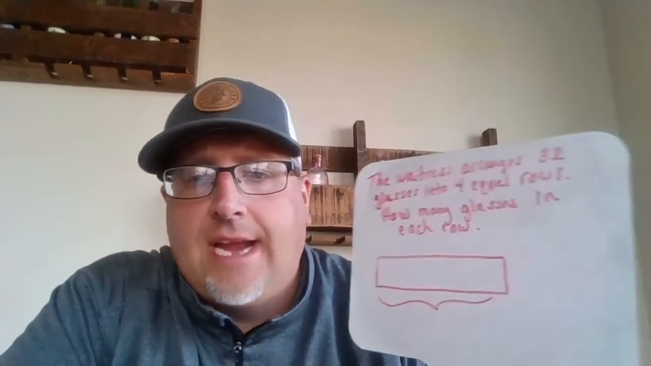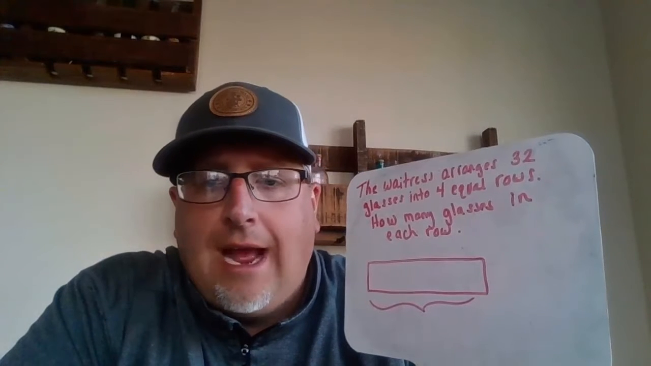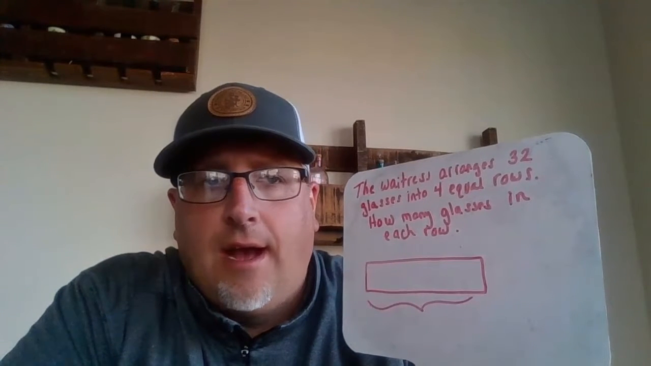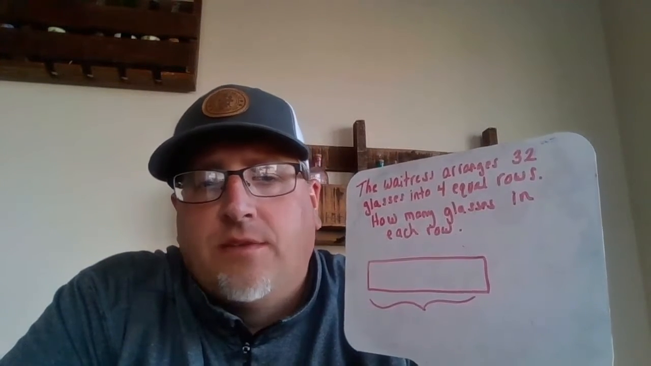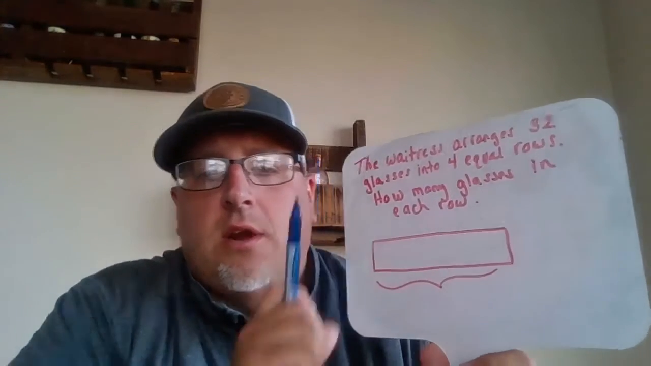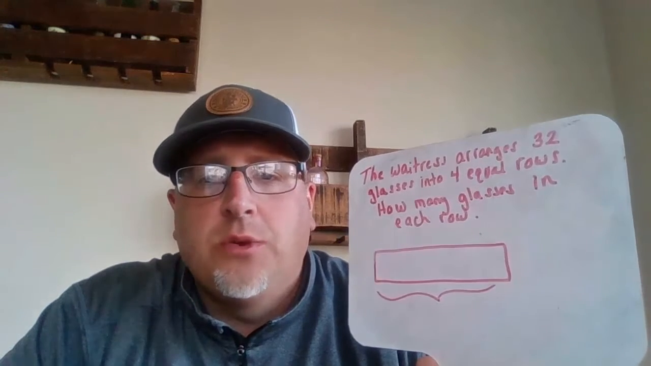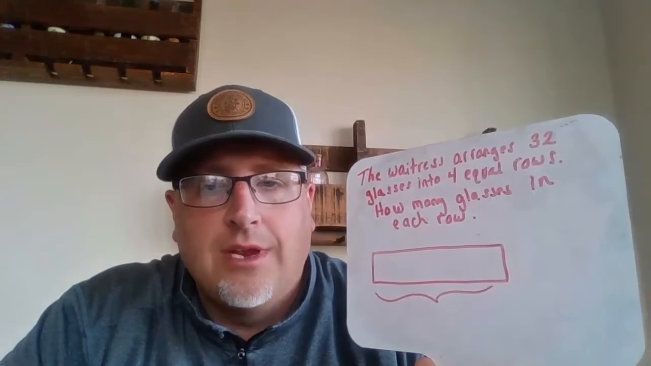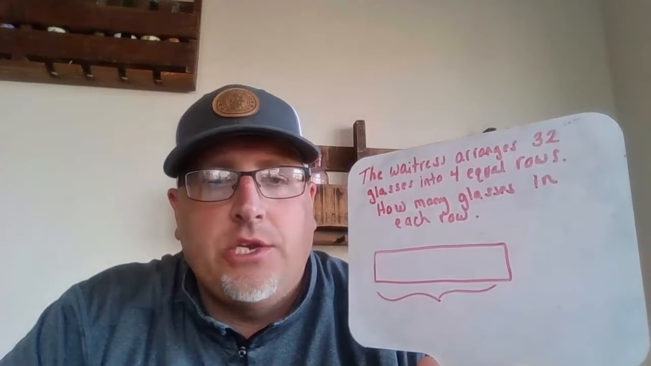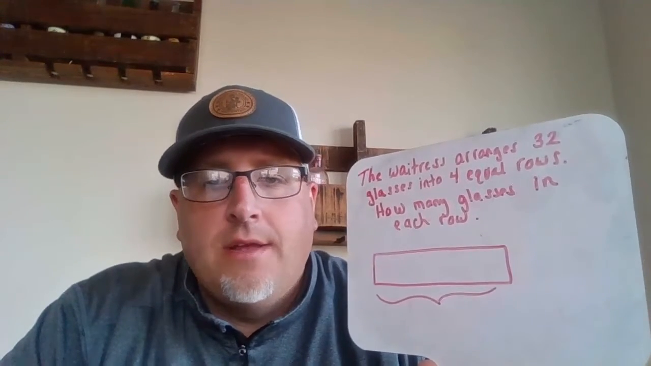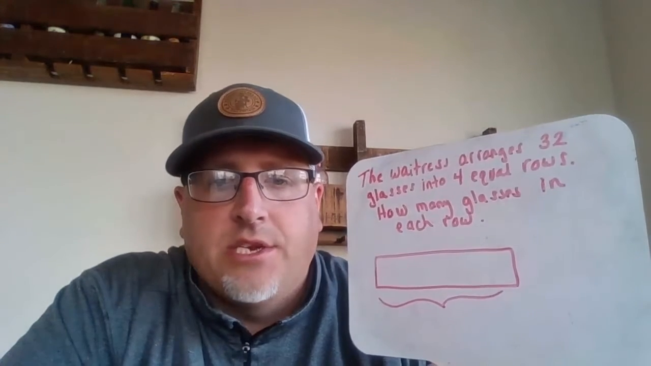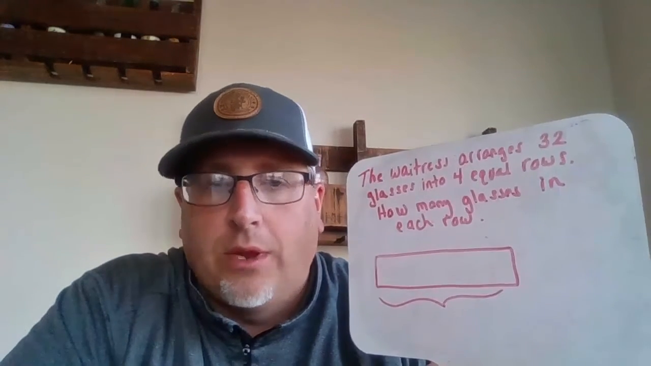So today, I have 2 word problems, and we're just going to work through them. Your job today is to watch what I do here and how I break this down, and find out what pieces of the word problem are going to go where and how we're going to work this. All right. So our first question is, the waitress arranges 32 glasses into 4 equal rows. How many glasses in each row? Okay. As you can see here, they didn't give us an array. They didn't give us anything. They just gave us the word problem. So we have to work through what they gave us.